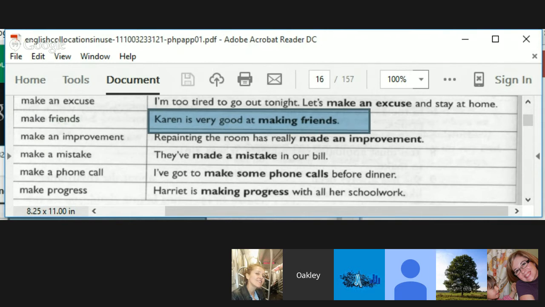All right, Matthew, can you think of any others? Friends, enemies, acquaintances? You can't make neighbors, though. There, I thought of one you can't do. All right, can you make a sentence with make enemies?